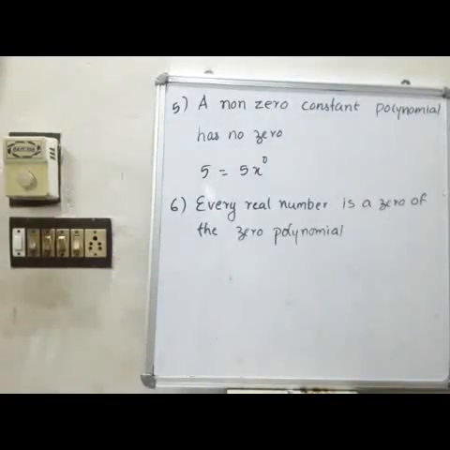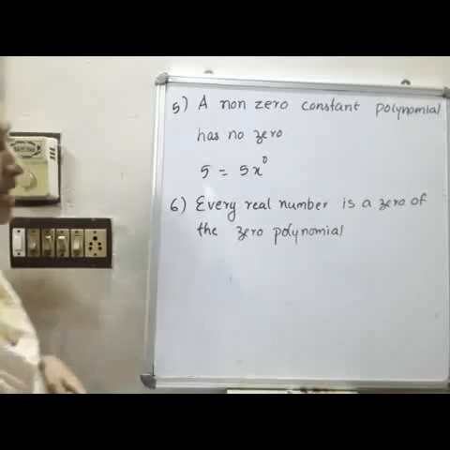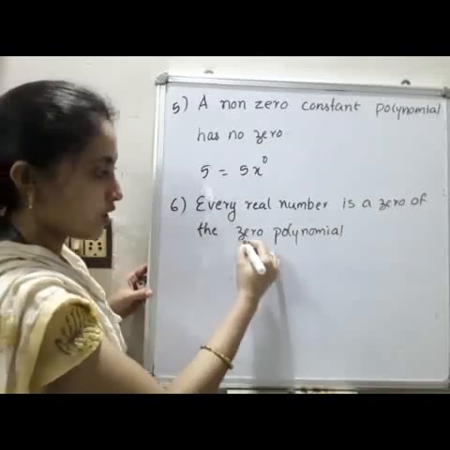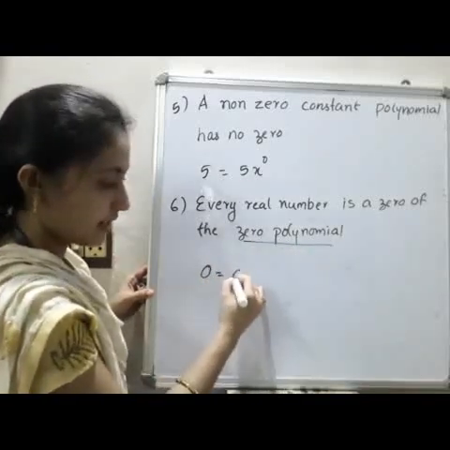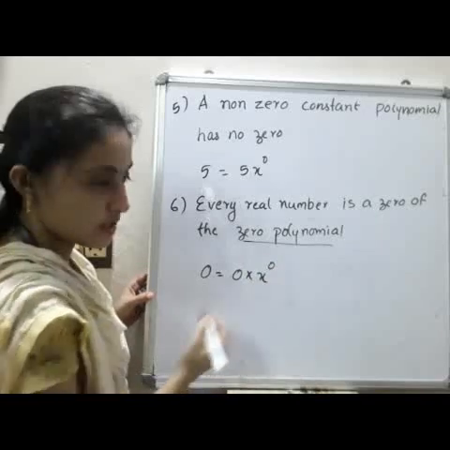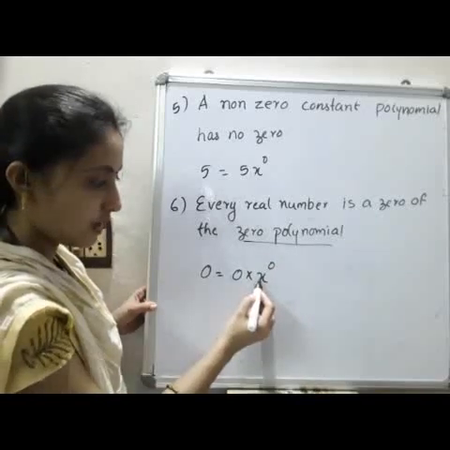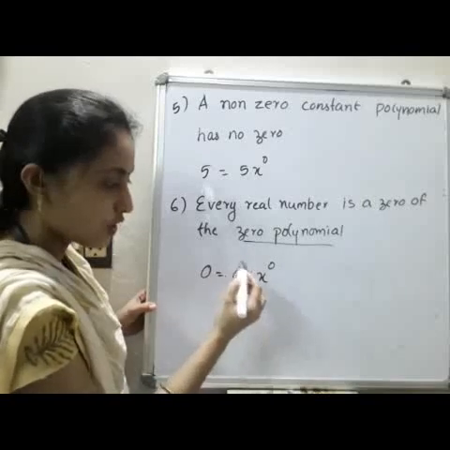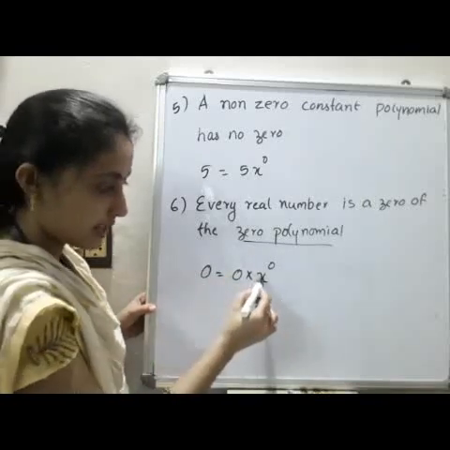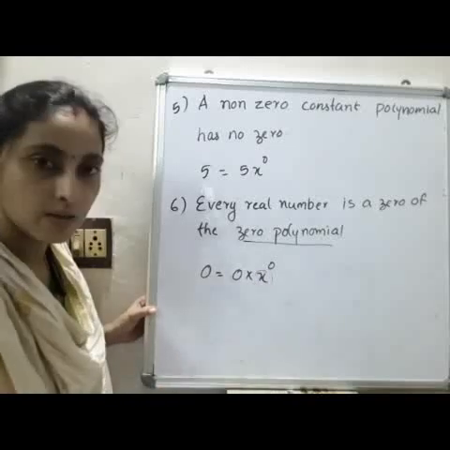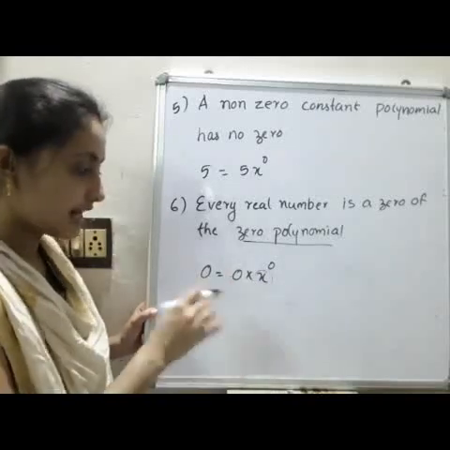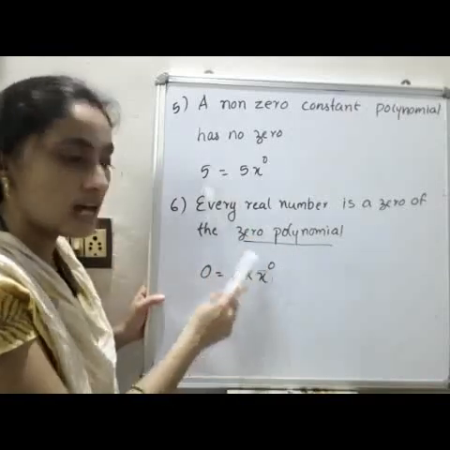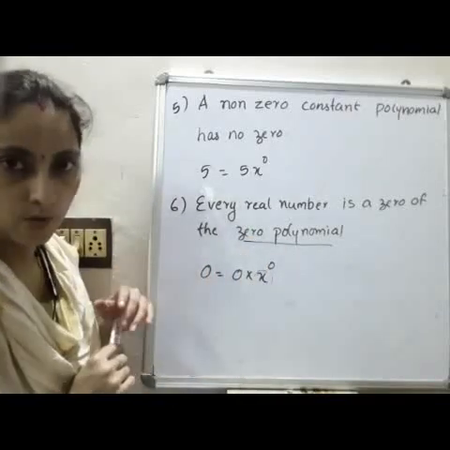Last one is every real number is a zero of the zero polynomial. So what does zero polynomial mean? Zero polynomial means zero. Zero can be written as 0 into x raised to 0. When we take x is equal to 1, what is the answer? 0 into 1 raised to 0. 1 raised to 0 is 1. 0 into 1 is again 0. When we substitute in the place of x whatever numbers we can write, all satisfy the answer as 0. That means every real number is a zero of this zero polynomial.